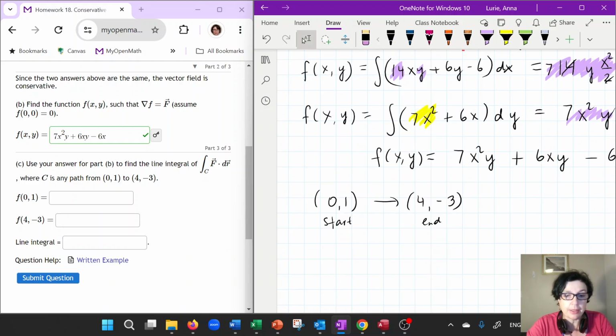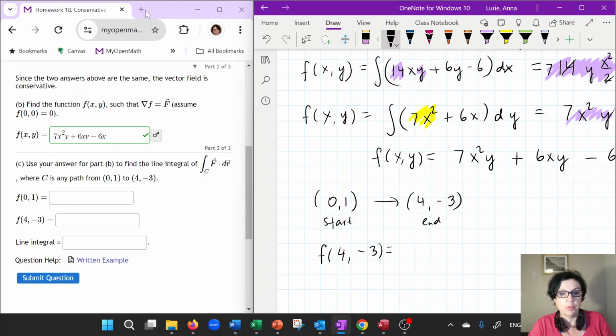We're not going to integrate, even though it looks like you're supposed to integrate. But no, there is a way to compute work without integrating if the force is conservative. So how do you do that? Well, take your potential, first plug in the ending point. So I'm going to plug in 4, negative 3 first.